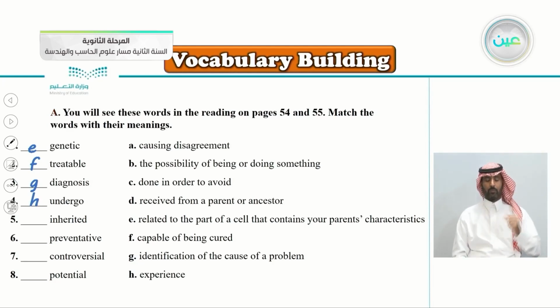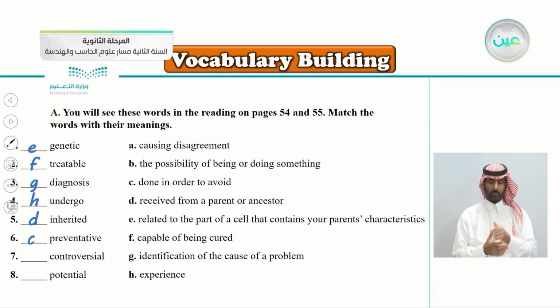Inherited, inherited disease. So what does it mean, inherited? It goes with the letter D, received from a parent or ancestor. So inherited disease, a disease you received from one of your parents or one of your ancestors. Preventative, what does it mean, preventative? Let's see the correct answer here with the letter C, done in order to avoid. Done in order to avoid something, to prevent something from happening.